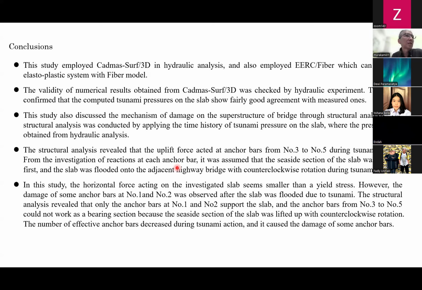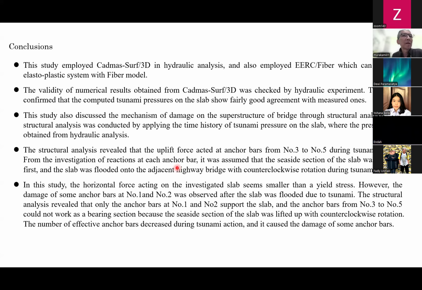And also in these studies, the horizontal force acting on the investigated slab seems smaller than yield stress. But the damage of some anchor bars at number 1 and number 2 was observed after the slab was flooded due to tsunami.